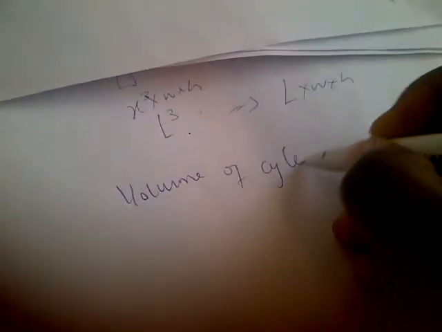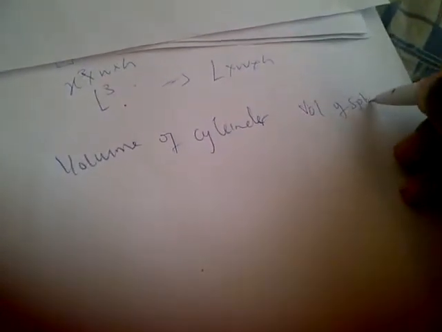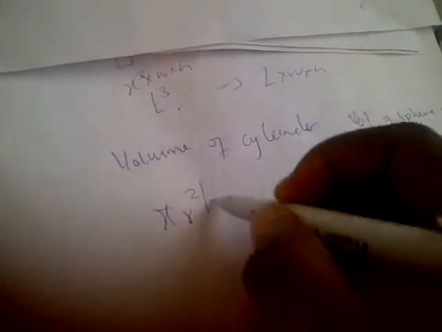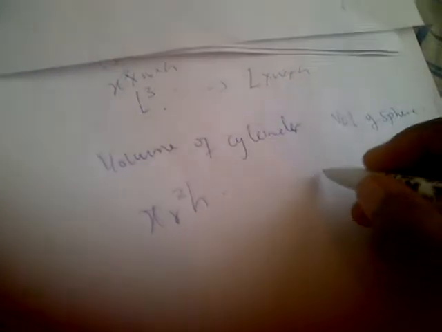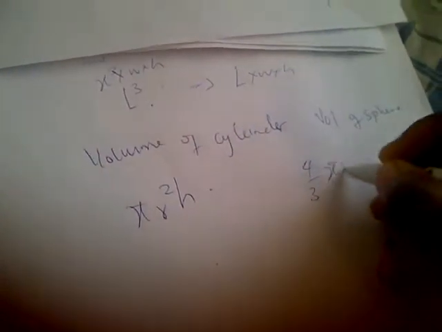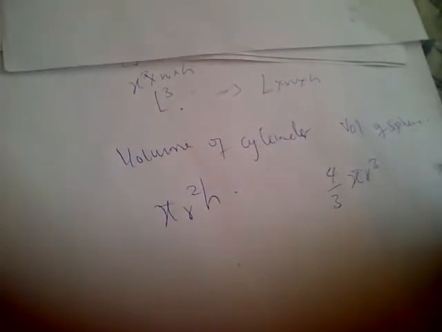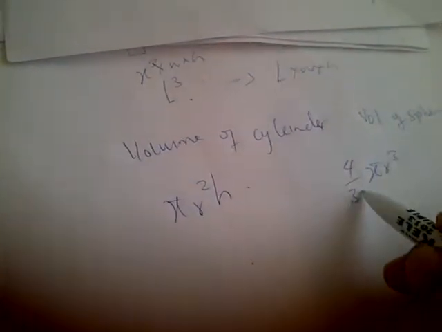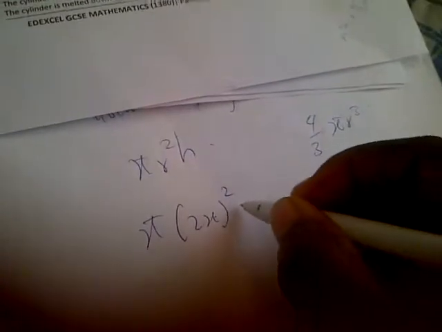So first of all, we have to ask ourselves, what's the volume of a cylinder and what's the volume of a sphere? The volume of a cylinder is given by pi r squared h, and the volume of a sphere is given by 4/3 pi r cubed. Now we're going to compare this to this. First, let's find the volume of this cylinder. The r is given as 2x and the h is given as 9x.